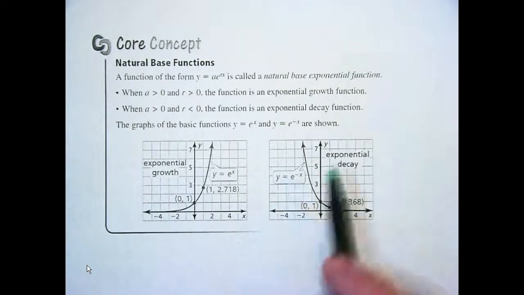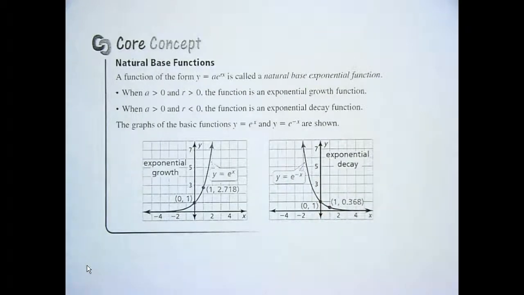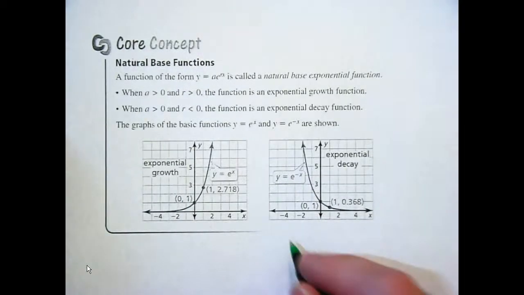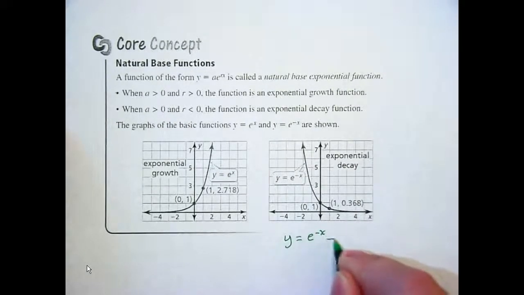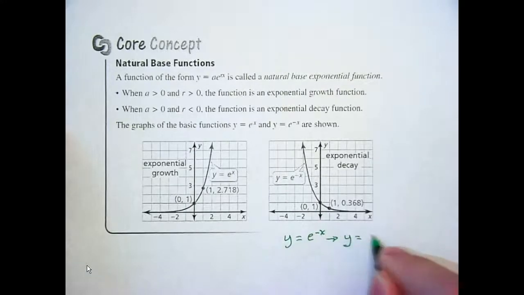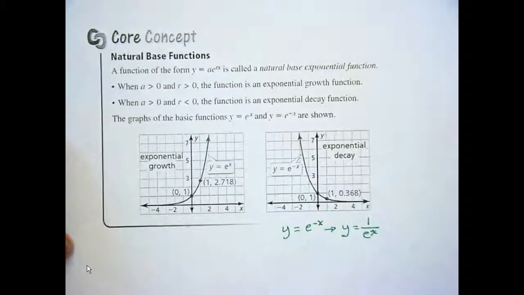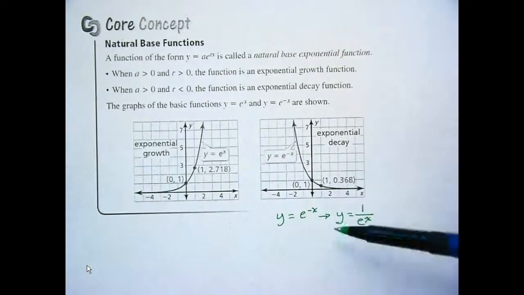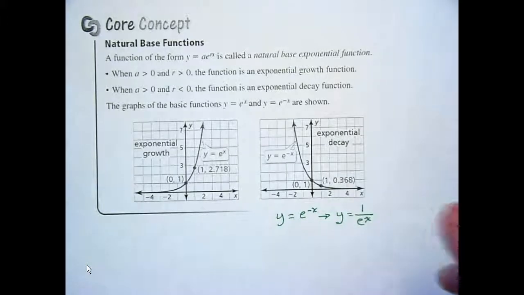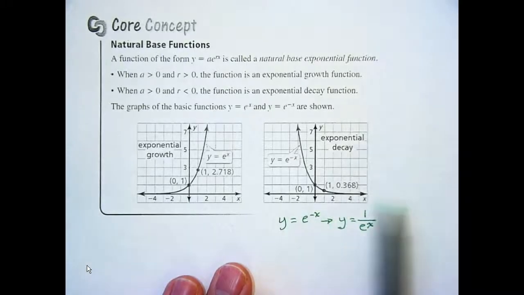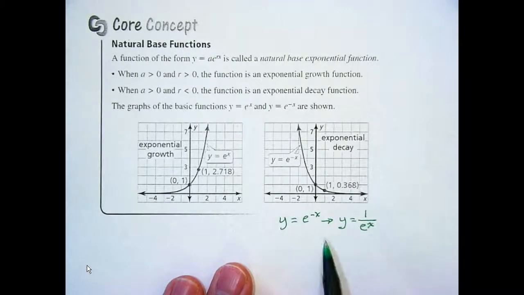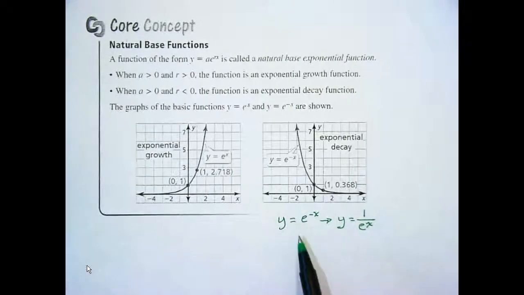And remember, a negative, tell your neighbor why that becomes decay. Because it becomes a fraction. Because you can't have a negative exponent, so you flip it. So if it's a negative x, it has to become 1 over. Remember, if it's a negative exponent, you move it to the other side of the fraction bar and it becomes a positive exponent. So y equals e to the negative x is 1 over e to the x.